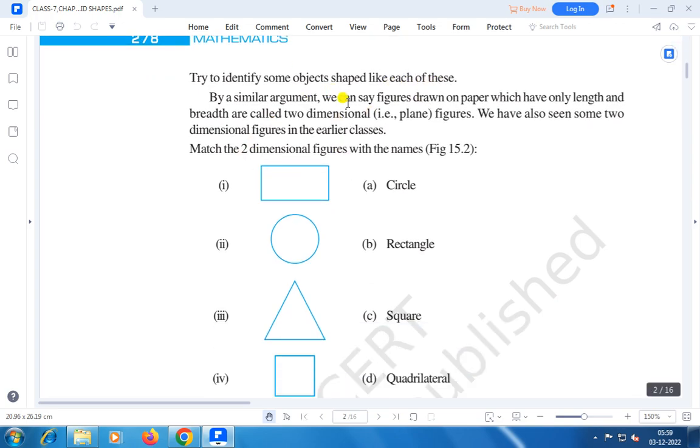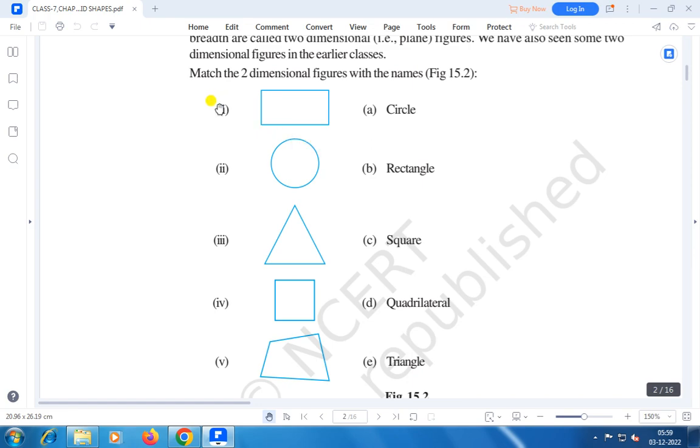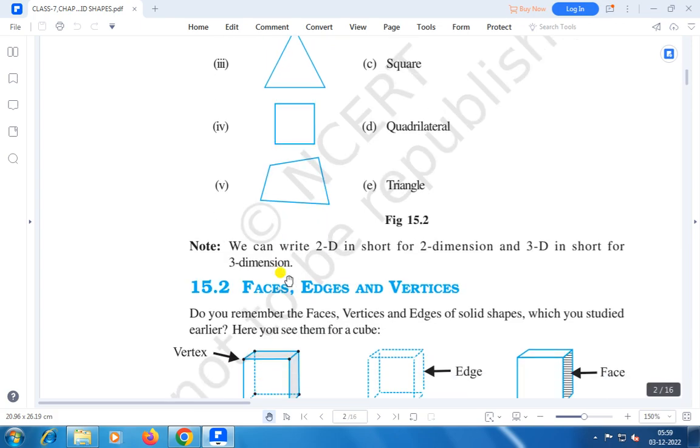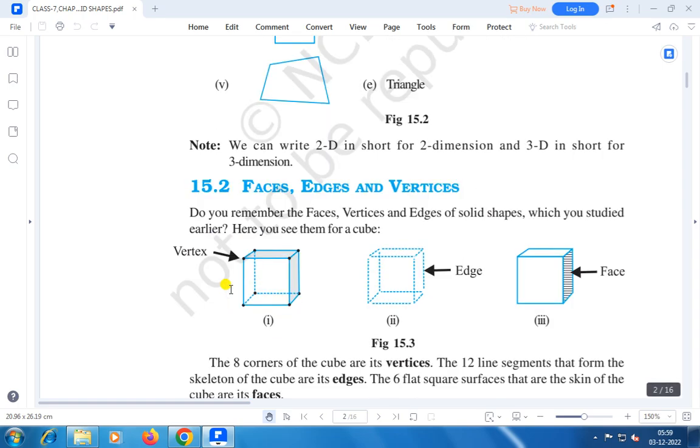By a similar argument, we can say figures drawn on paper which have only length and breadth are called two-dimensional, that is plane figures. We have also seen some two-dimensional figures in earlier classes. Match the two-dimensional figures with the names. We know that this is a rectangle, this is a circle, this is a triangle, this is a square, this is a quadrilateral. We can write 2D in short for two dimensions and 3D in short for three dimensions.